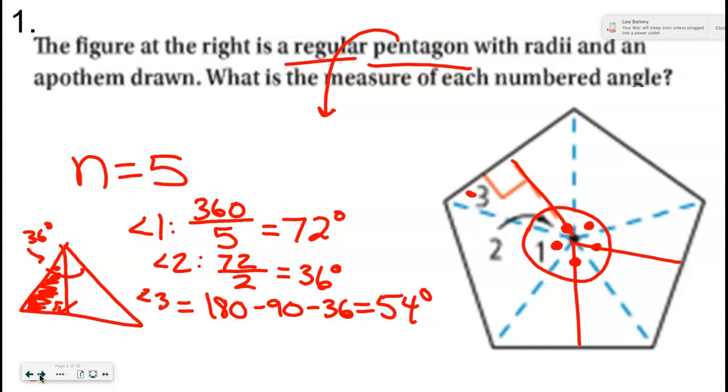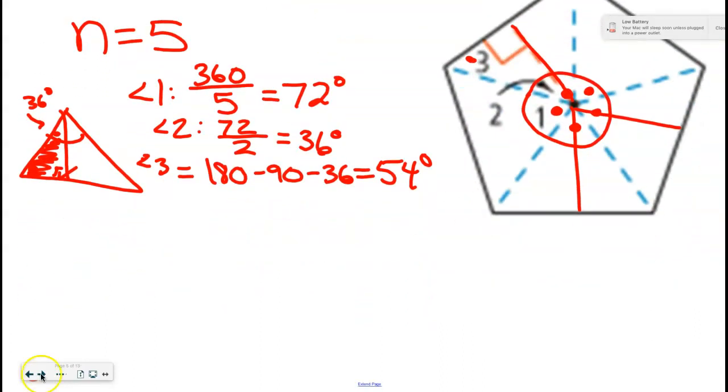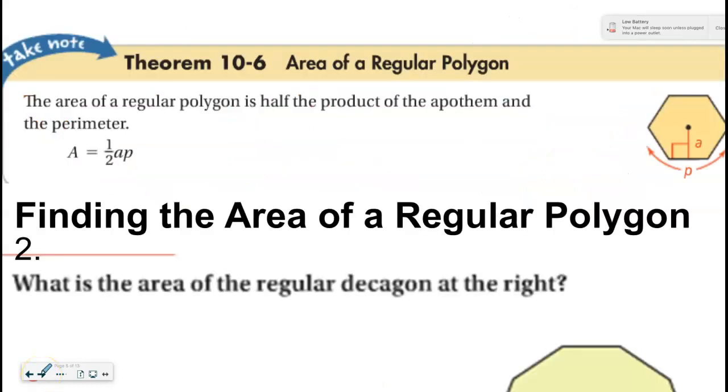You're going to need them because you're going to have to know whether you're working with a 30, 60, 90 or a 45, 45. So you're going to need to be able to draw those. All right. So next up is a new formula, and I actually don't like this, so we're going to rewrite it. It says the area of a regular polygon is half of the product of the apothem and the perimeter. We are going to write a bigger version.